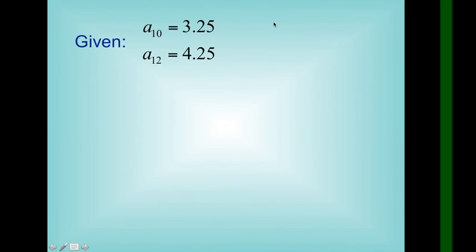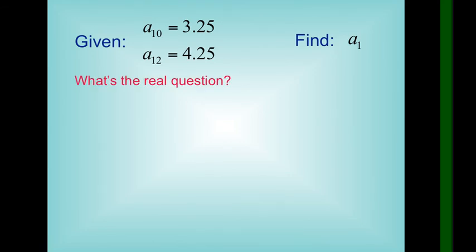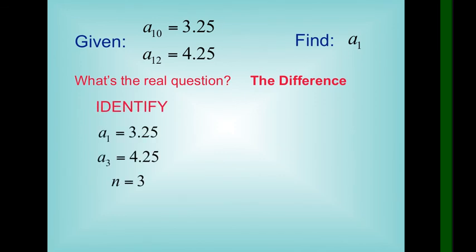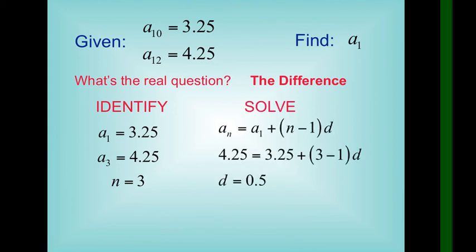Next, given a sub 10 which is equal to 3.25, a sub 12 which is equal to 4.25. Find the a sub 1. So we're looking for the a sub 1, which is the first term. What's the real question? The difference. So identify first the a sub 1, which is 3.25, okay? Then a sub 3, which is equal to 4.25, and n, which is equal to 3. To solve, so we have this one.